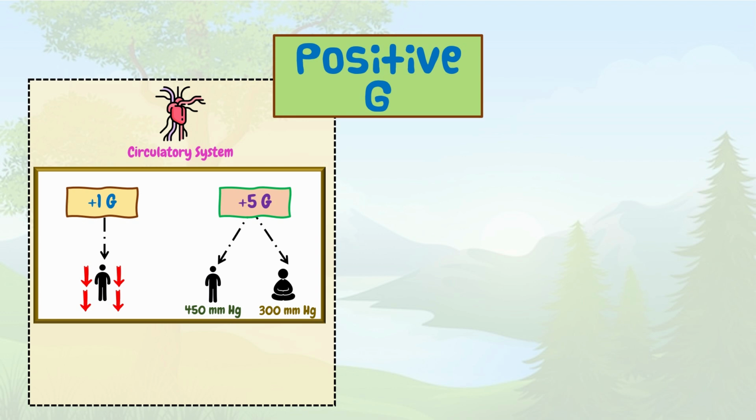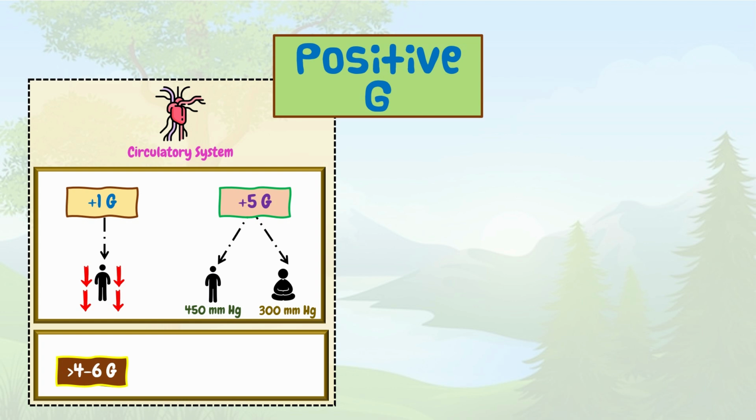Note that both these pressures fall below 22 millimeter of mercury for the first few seconds after the acceleration begins, but then return to a systolic pressure of about 55 millimeter of mercury and a diastolic pressure of 20 millimeter of mercury within another 10 to 15 seconds. Acceleration greater than 4 to 6g causes blackout of vision within a few seconds and unconsciousness shortly thereafter. If this great degree of acceleration is continued, the person will die.